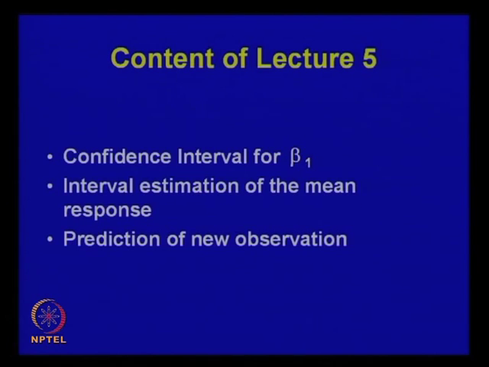This is my fifth lecture on simple linear regression. The content of today's lecture is, we'll be talking about confidence interval for the regression coefficient beta 1, and then we'll be talking about interval estimation of the mean response. And finally, we'll be talking about prediction of new observations for a given value of a regressor variable x equal to x naught.